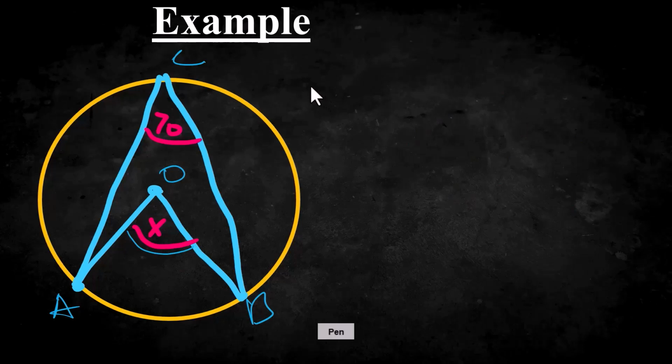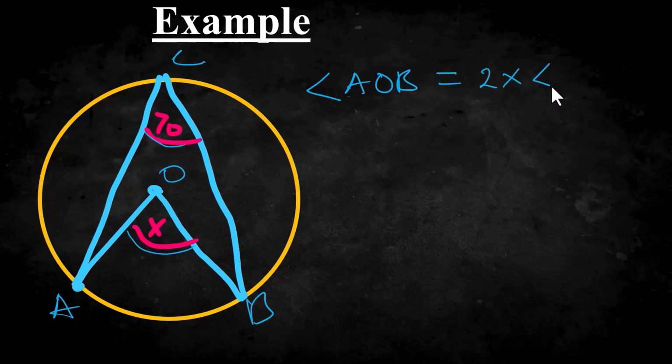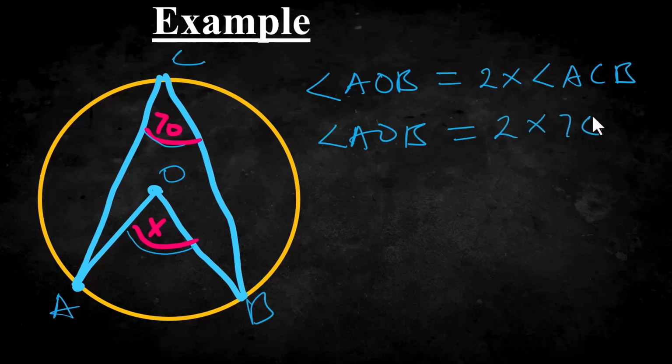So angle AOB is the same as twice of ACB. Now the middle one is our target, so ACB means that this side is 70. So 2 times angle ACB, so angle AOB is twice of that. So this side will be 2 times 70, which is 140 degrees. So this side is 140. Okay, so that's our first example.